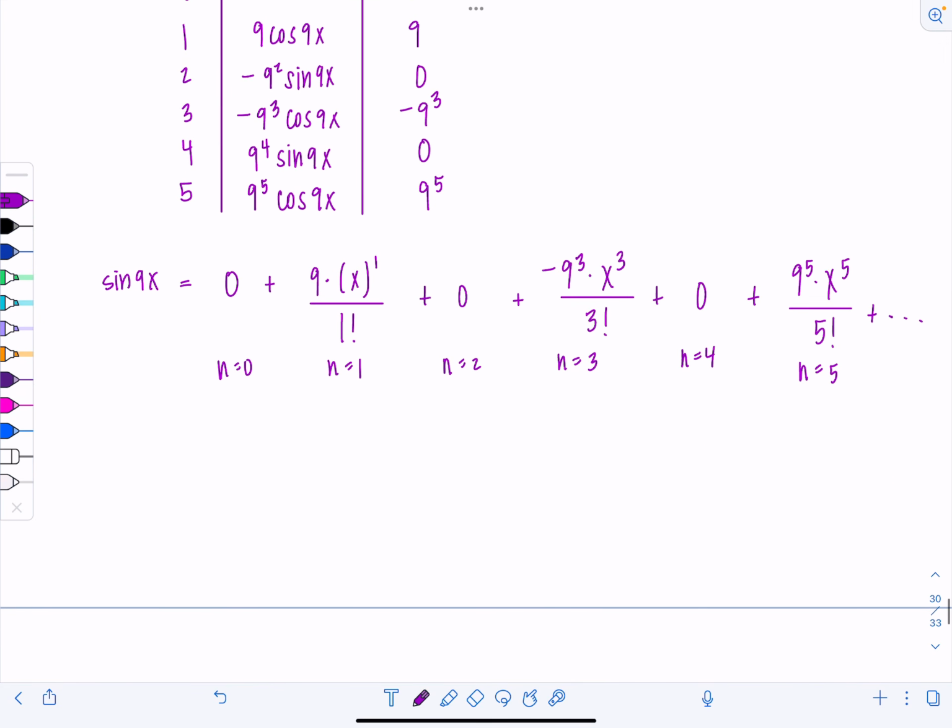So what do I notice? Well, the even terms are gone, right? They're all zeros. Only the odd terms remain. I have 9 raised to odd powers. I have also x raised to odd powers, and I have odd factorials in the bottom. Plus, it's alternating. Positive, negative, positive. The 7th term would be negative.